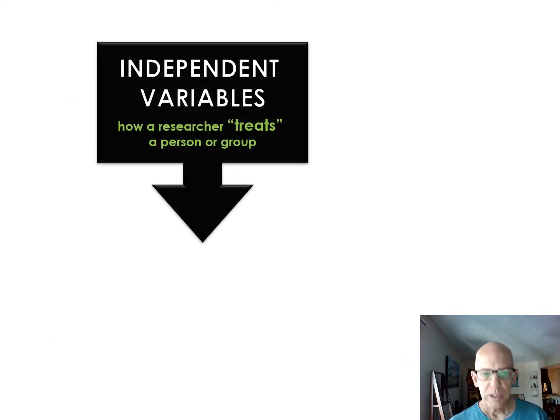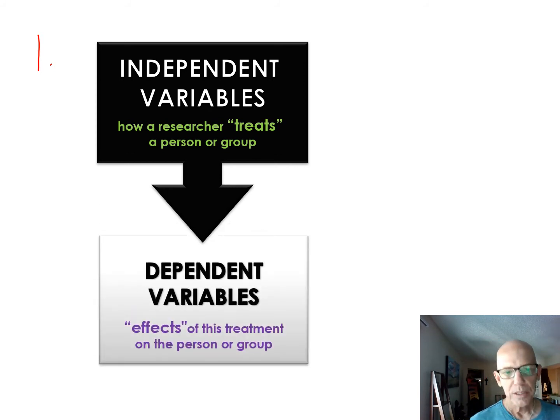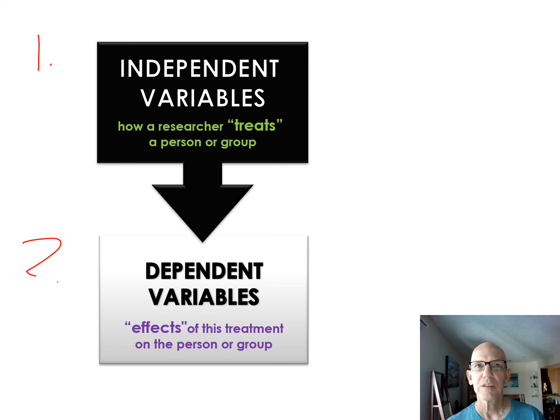Okay, two things I want you to know for the test for sure. Number one, independent variables. Independent variables are how I treat people. Dependent variables are the effects of this treatment. Now, what does that mean?